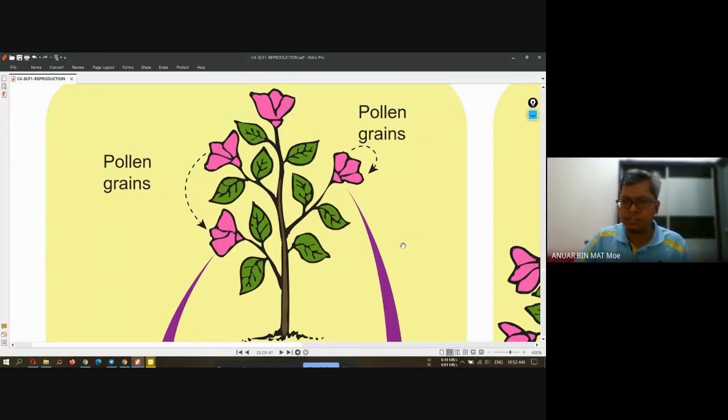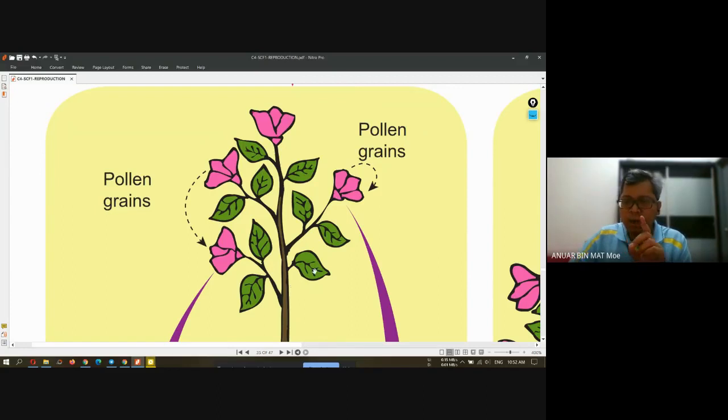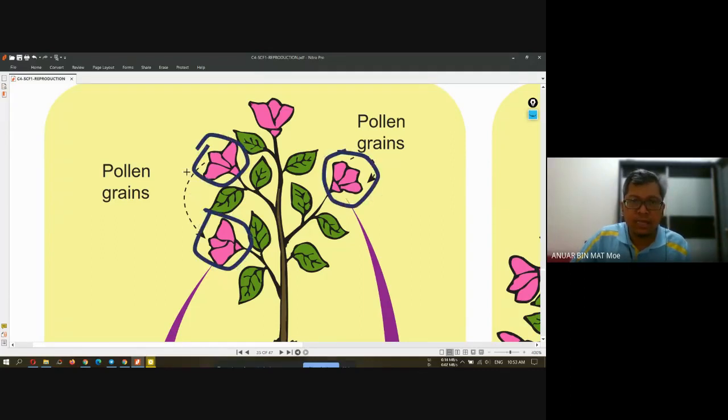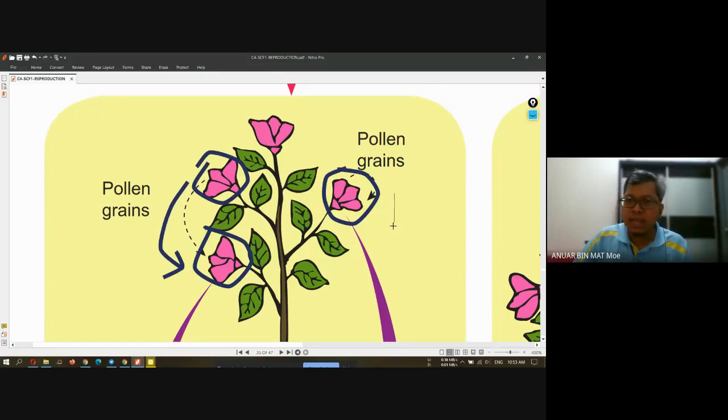One plant over here may have several flowers, for example the picture here has 4 flowers. So the pollen grain may transfer from anther to stigma in the same flower, or to a different flower, but the same plant. This is self-pollination. Whether it is same flower, same plant, or different flower, same plant, this is self-pollination.